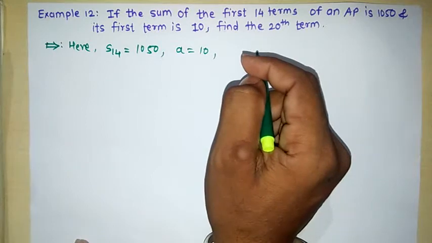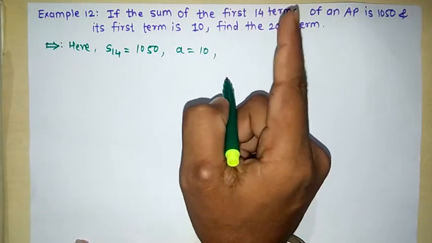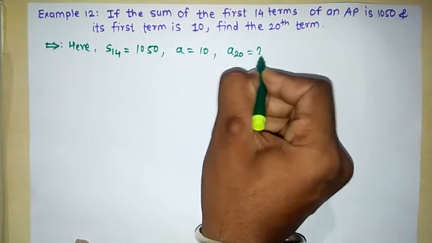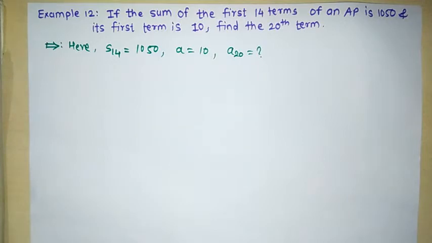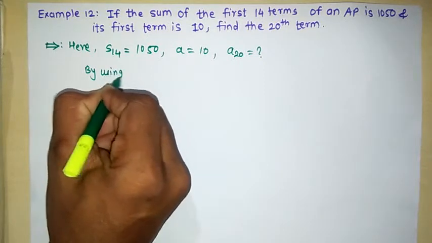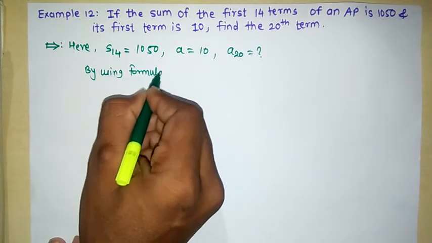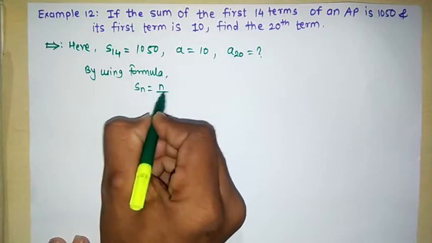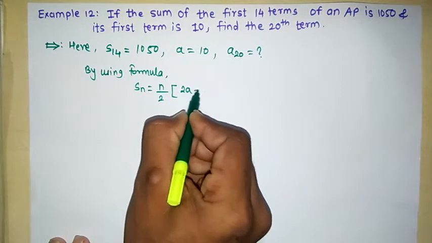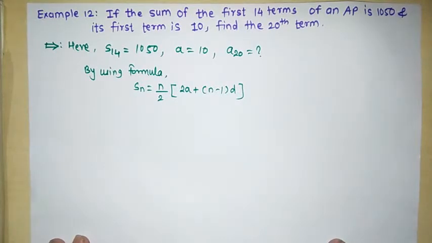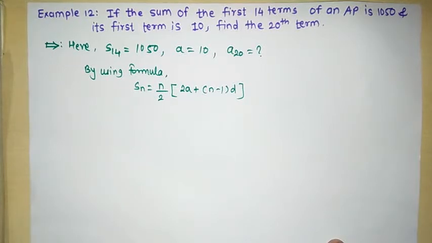You have to find the 20th term, not a sum to 20 terms. We have to only find the 20th term. That's 20th term. A20 is equal to how much we have to find. Now we know the formula. By using formula sum to n terms, that is sum of the first n terms, Sn is equal to n by 2a plus n minus 1 into d. By using this formula, let us see here, Sn is equal to n by 2a plus n minus 1 into d.